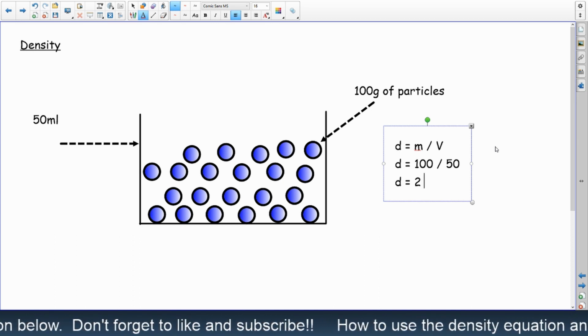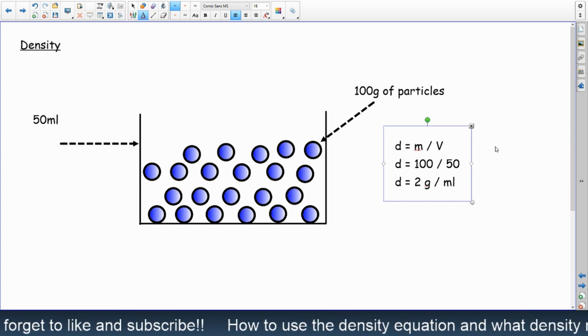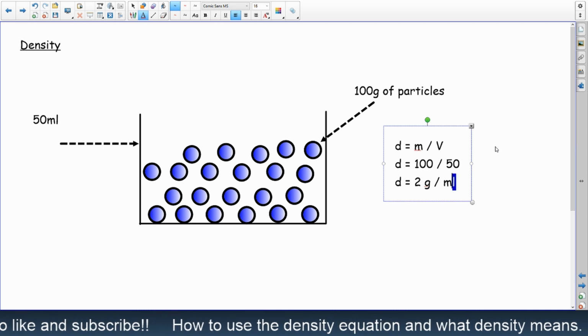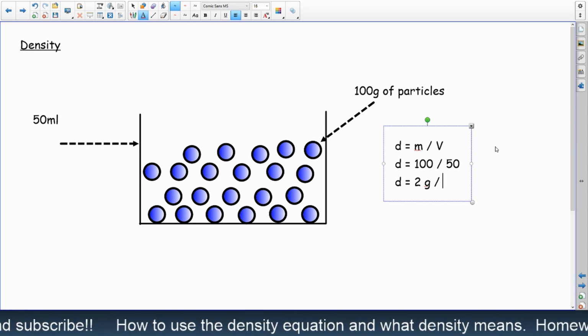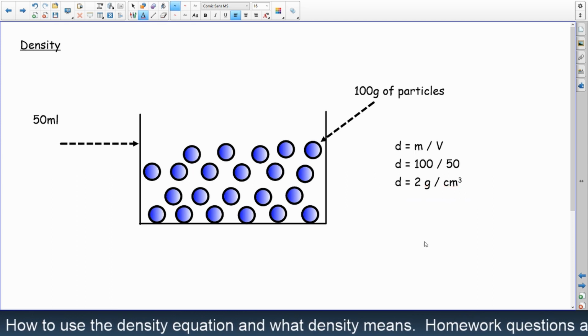The unit for the mass is grams. The unit for the volume is milliliters, but we have a little bit of a panic attack when we write that in because we're not allowed to, so we change that from milliliters into centimeters cubed. And it's as simple as that.